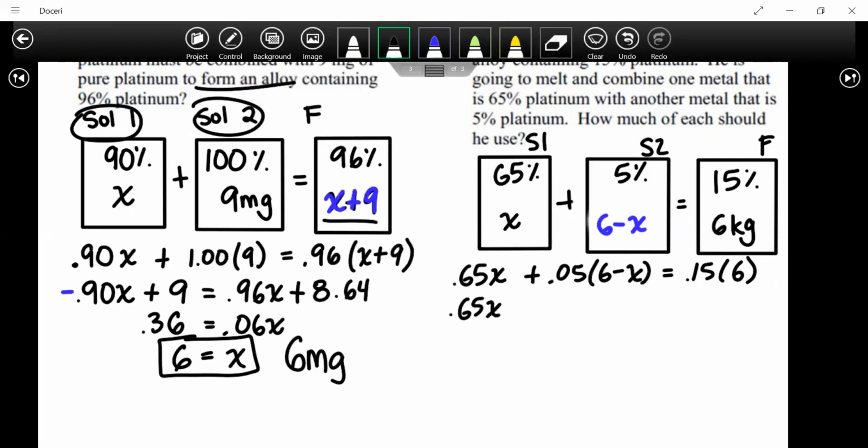0.05 times 6 is going to give us 0.3, minus 0.05x. 15% of 6 is going to be 0.9. Yes, multiplying the 0.05 by 6, we all got 0.3. I got 0.3 too.